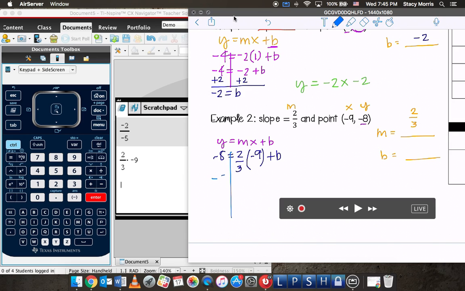So I'm left with -8 equals -6 plus b. We're trying to get b by itself, so I need to add 6 to get it to the other side. I add 6 on both sides. So -8 plus 6 is -2 equals b. Our y-intercept happens to be -2 again. That's just a coincidence.